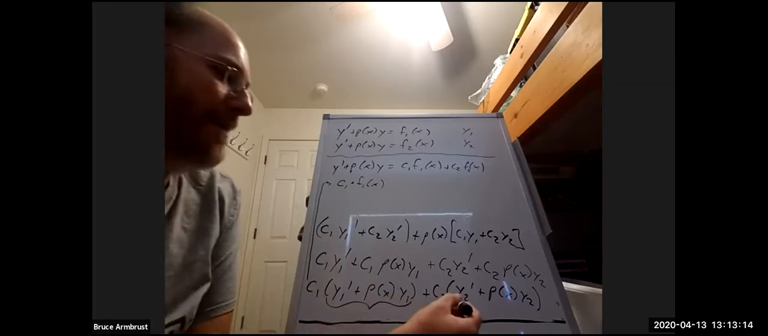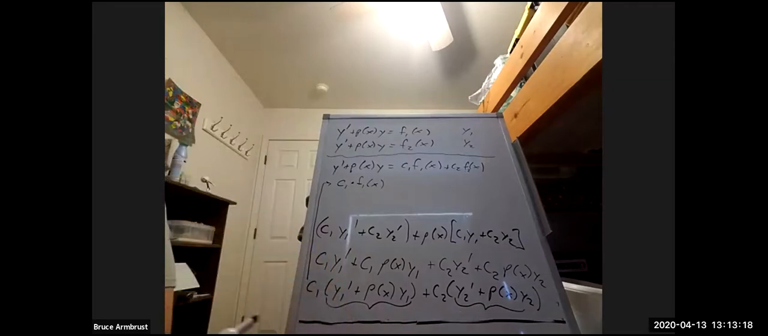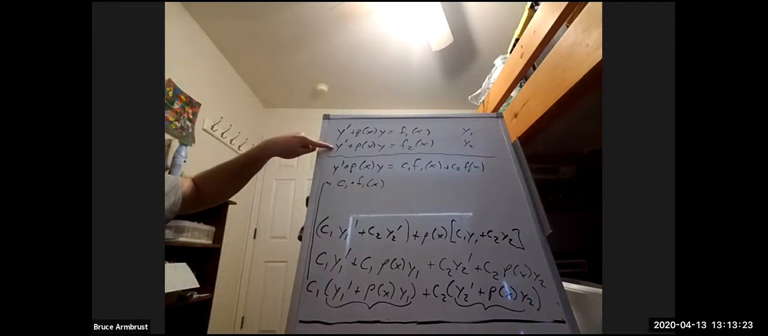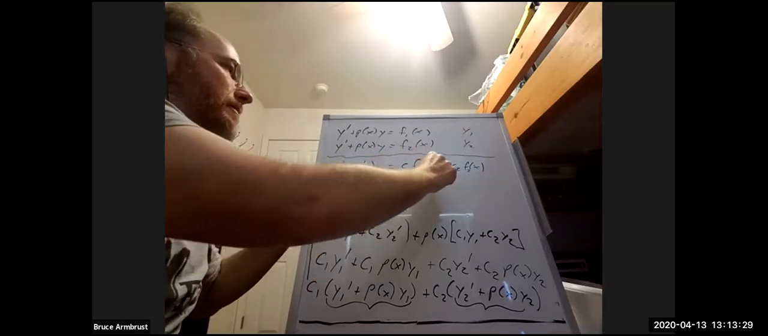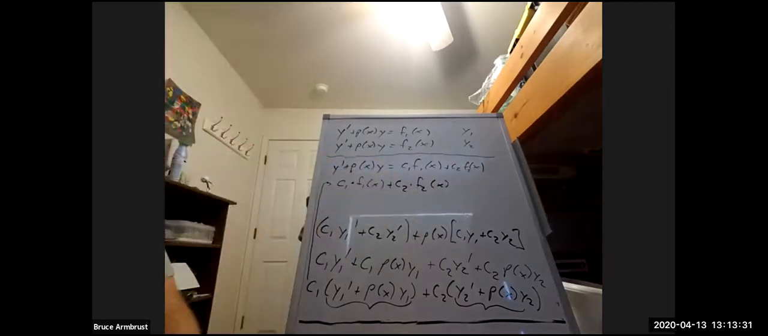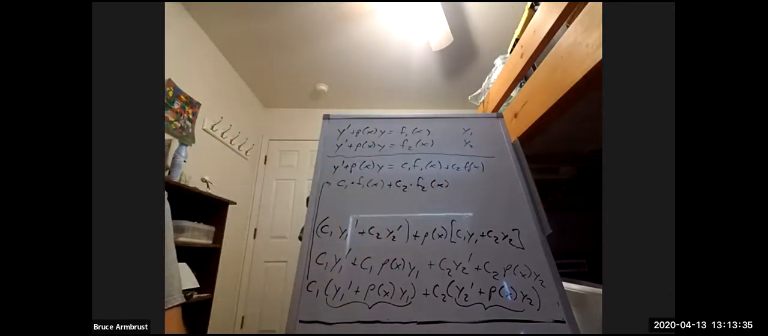Do the exact same thing with the other one. Now we've got Y2 prime plus P of X times Y2. And we know that that satisfies the second differential equation. So we're going to get C2 times F2 of X, which is exactly what we were trying to show.